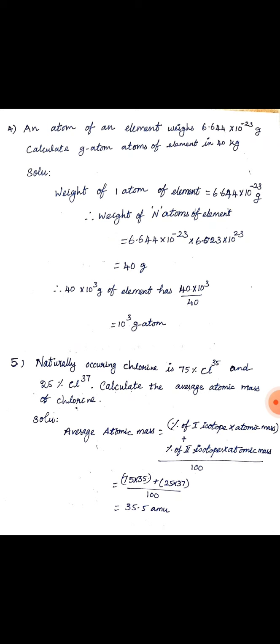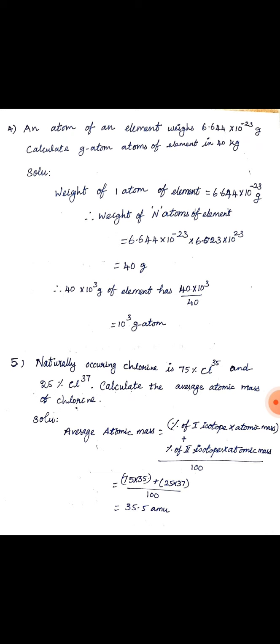Okay, that's all. But after getting the number, once again you have to calculate. Therefore, 40 into 10 power 3 grams of element has 40 into 10 power 3 divided by 40. Once again you can cancel the number. Finally, 40 by 40 is the same number, both get cancelled. After cancellation, you get only 10 power 3 gram atoms. Fourth sum easy, you know. Then move to the fifth one.